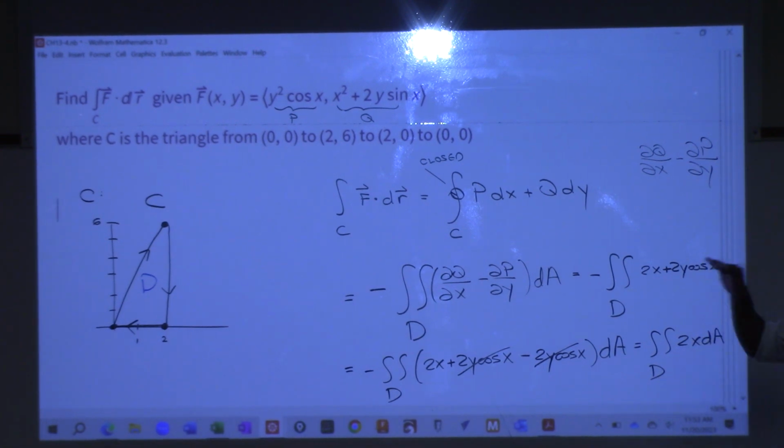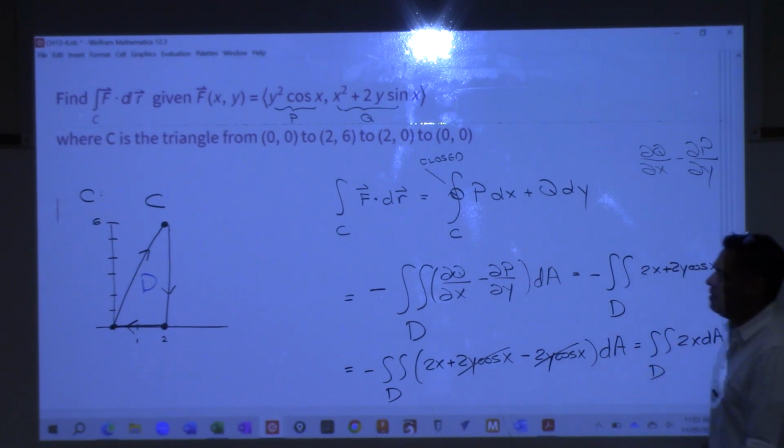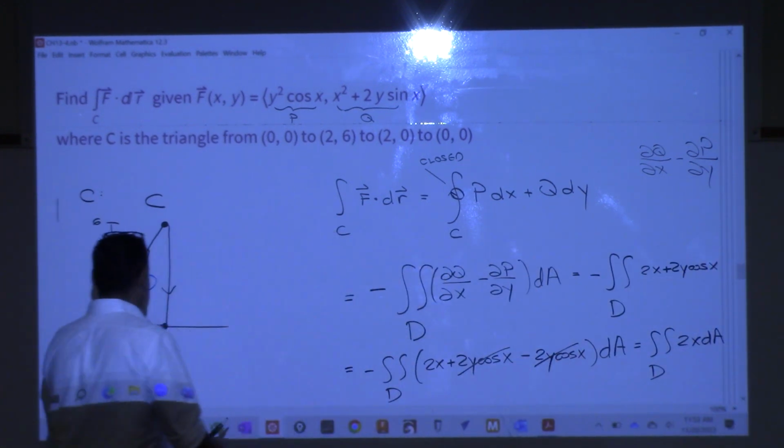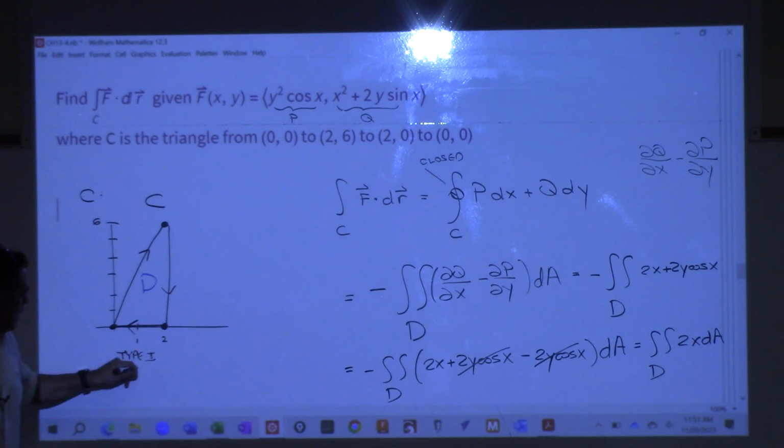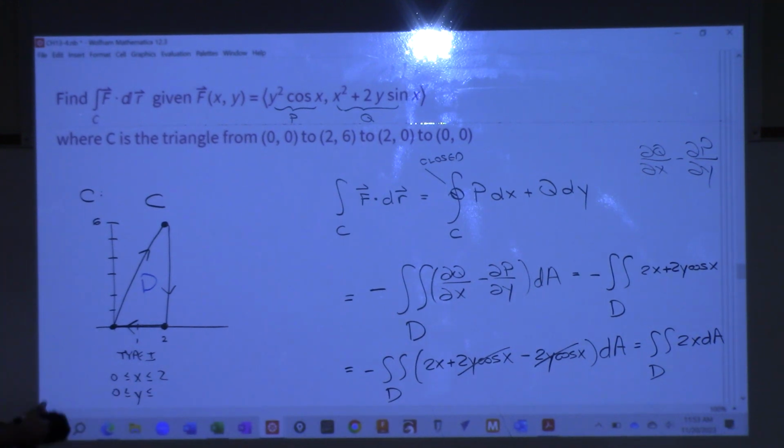So now we are back to when we first were doing double integrals. Look at this region over here. What type region is this? Type 1. This is a type 1 double integral. Okay, give me my restrictions. This is type 1. X restriction is 0 to 2. My y restriction is 0 to whatever this function is, right?